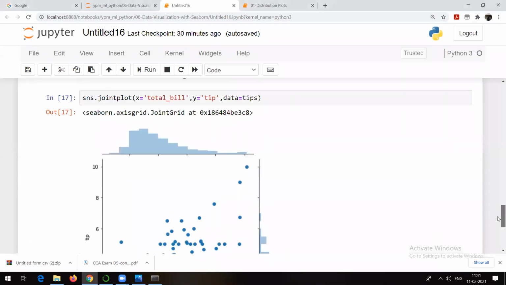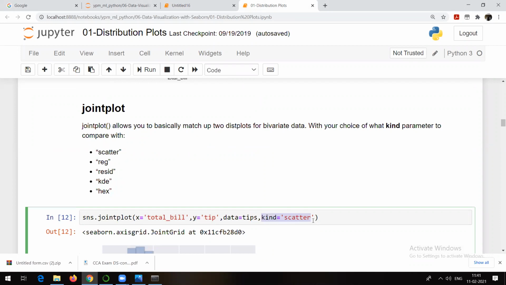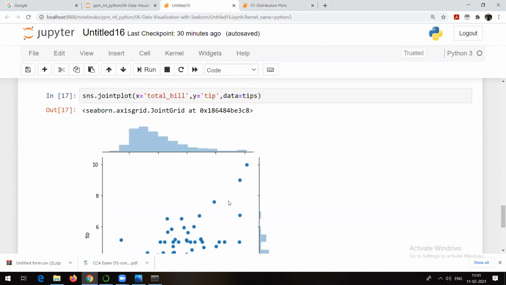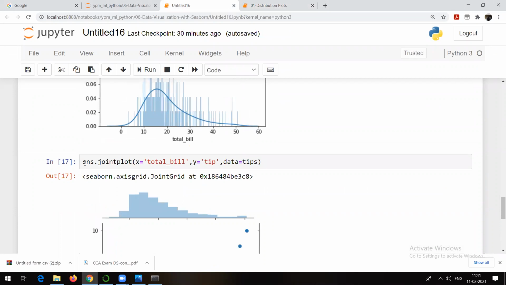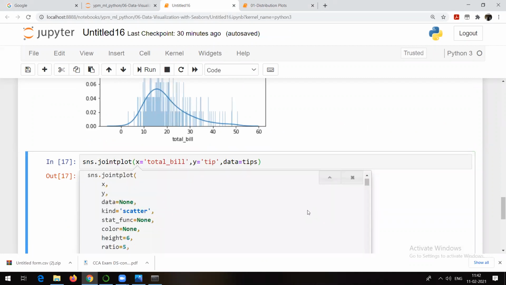In case of a joint plot, you have a lot of options available. We will try to explore them one by one. By default, in my case, I did not write kind equal to scatter, because by default it is scatter only. How do I know? Just go here, press shift tab, and you will see kind equal to scatter by default. That's why there is no need to mention it.